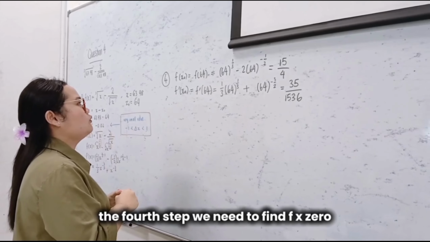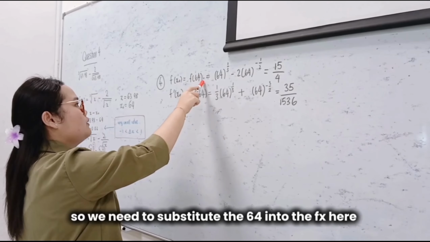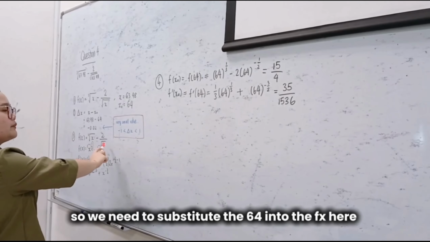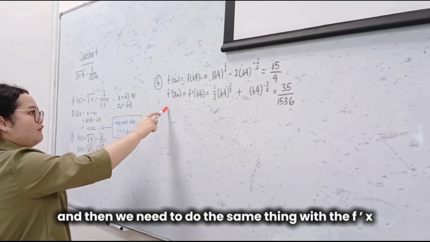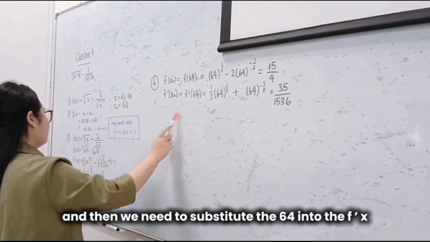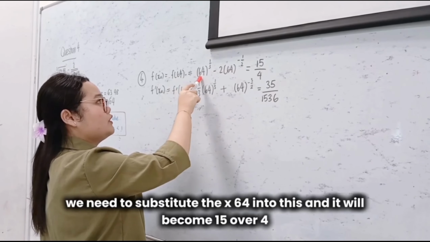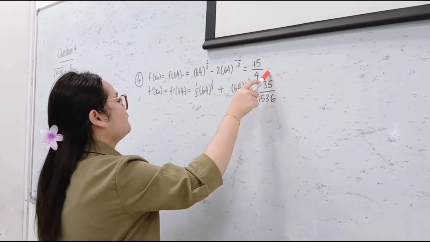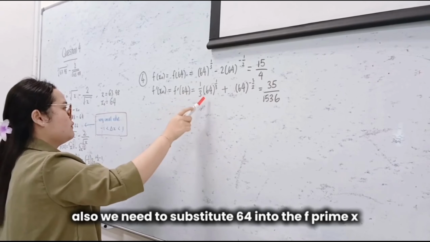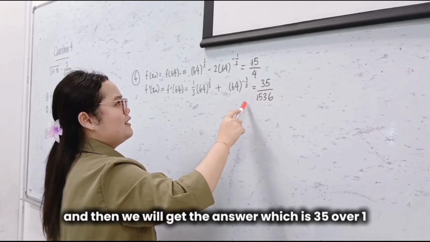The first step, we need to find the f(x0). So f(x0) is equal to f(64). So we need to substitute the 64 into the f function here just now. And then we need to do the same thing with f prime x0, which is f prime 64. And then we need to substitute the 64 into the f prime x function just now. So the f(x0) function will become like this. We need to substitute the x equals 64 into this, and it will become 15 over 4. For the f prime x also, we need to substitute 64 into the f prime x function just now. So it will become like this, and then we will get the answer, which is 35 over 1536.